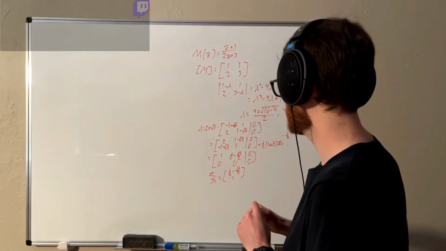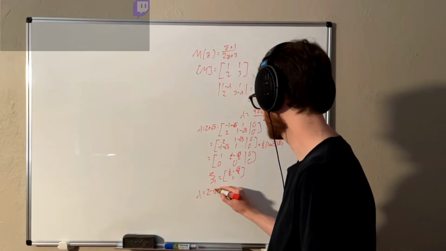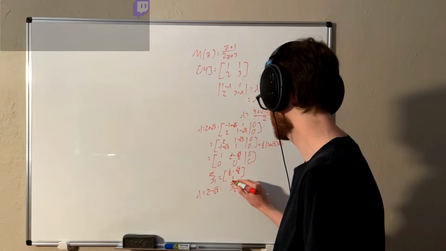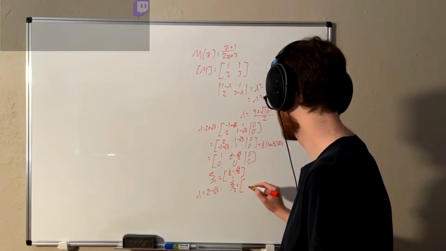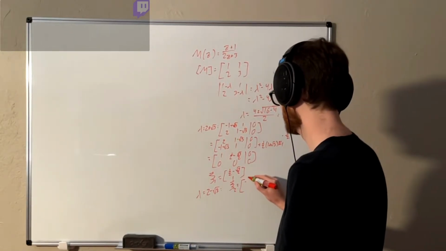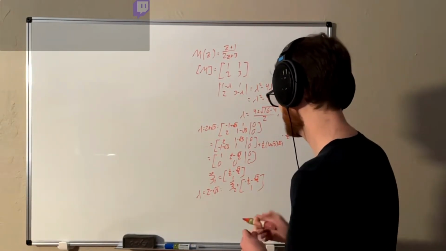And I'm just going to cheat for the second eigenvector because I don't feel like doing that work again. I mean, there's probably a pattern. It's probably always the same thing, just with a flipped sign. There we go.